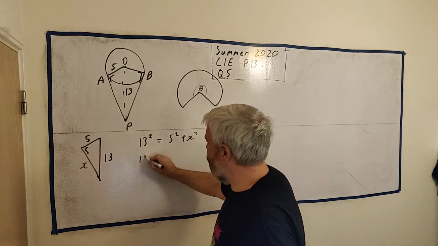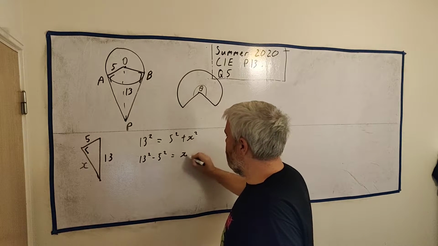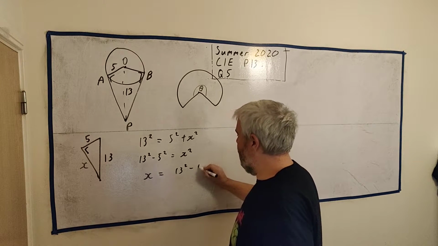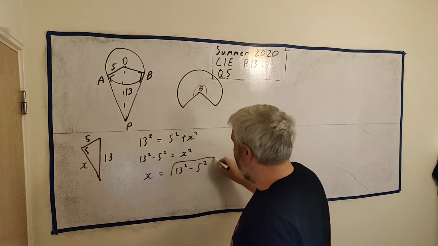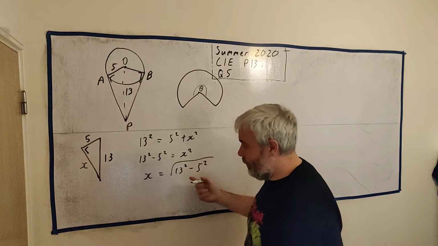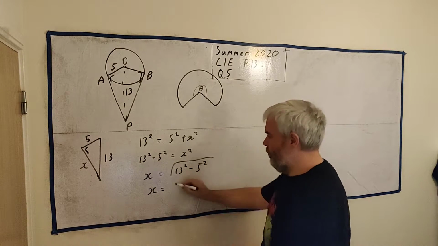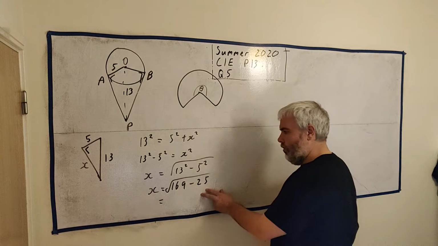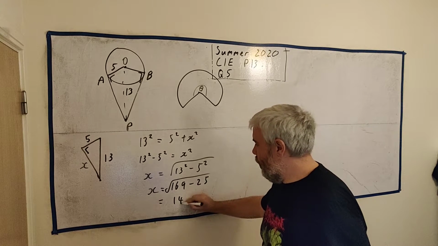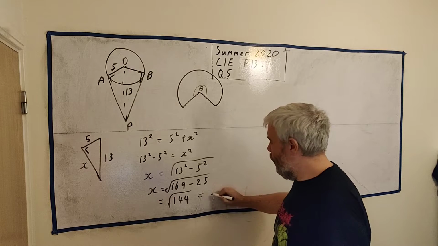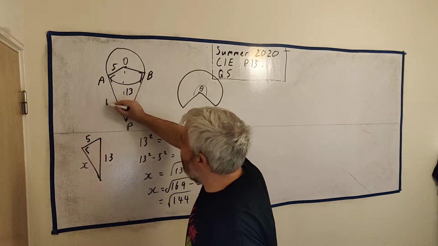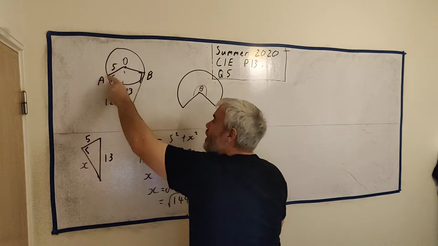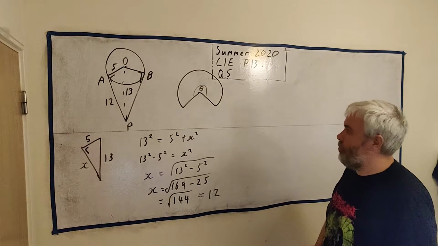Let's clean this up. We'll get 13 squared minus 5 squared is equal to x squared. Let's write that the other way around. x is equal to the square root of 13 squared minus 5 squared. You put this on a calculator, or I think it is easy enough to do. It's 169 minus 25, which is equal to, yes, it is an easy one, 144. Square root of 144 is 12. So we now know the length here is 12. That's a lot of our work done. 12 plus another 12.